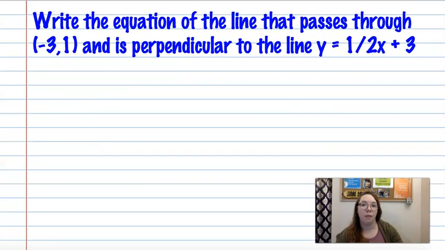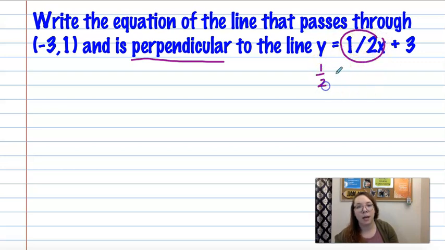So similar problem, this one says write the equation of the line that passes through this point, -3, 1, and is perpendicular to the line y equals 1/2 x plus 3. Now, perpendicular lines have opposite reciprocal slopes. So I'm going to take that 1/2 and flip it over and change the sign, which is the same as -2. So I have a slope of -2 and a point of -3, 1.